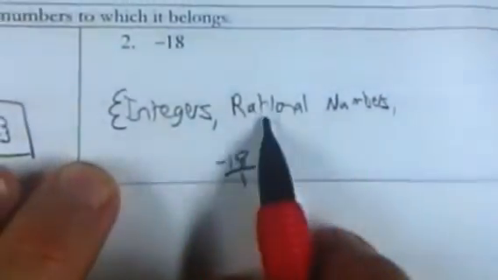So it's an integer, it's a rational number, and like we said, all these numbers that we are dealing with are real numbers. Be sure you put it inside brackets. So integers, rational numbers, and real numbers. Make sure everybody gets that. If you can write it as a fraction, it's a rational number.